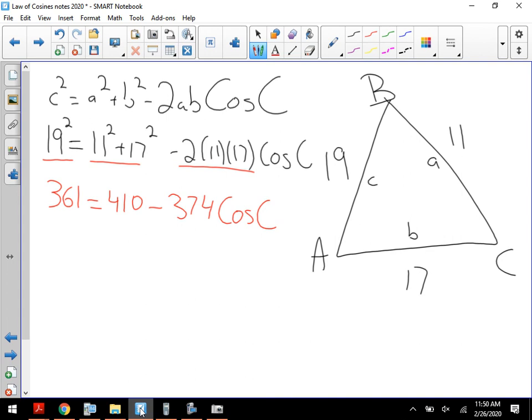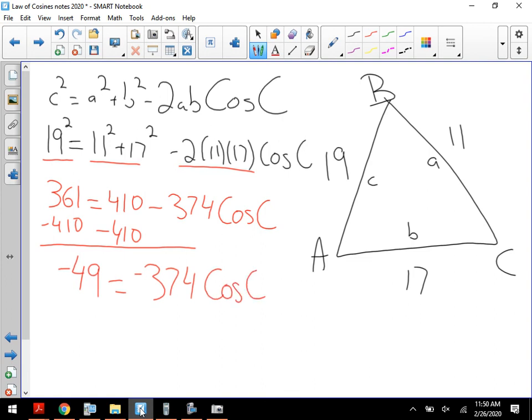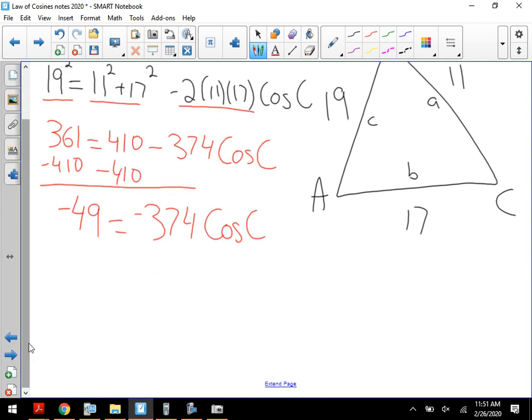I have to move the 410 first. Again, how do I move that 410? Subtract. Good. Show it. Minus 410. You get, what is it, negative 49? Okay. So negative 49 is negative 374 cosine of C, which means what do you have to divide by now? Yep.